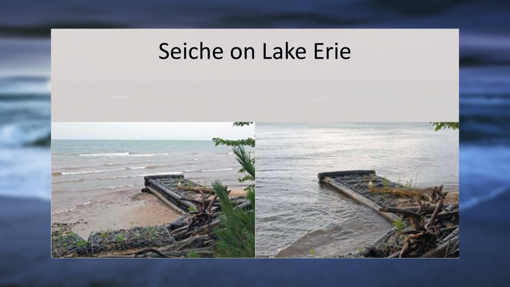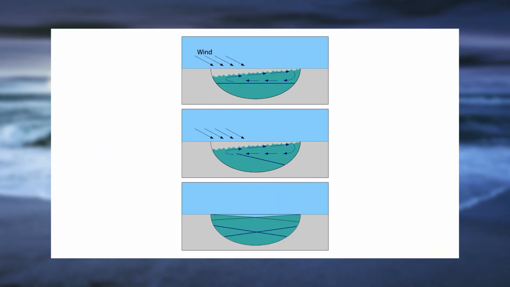A seiche is a type of standing wave that forms in a closed or partially closed water body such as lakes, bays or harbors. In a seiche, the water moves backwards and forth like a seesaw. These waves usually have a very long wavelength, so they are hard to notice with the naked eye. Seiches are often caused by strong winds, changes in air pressure or even tsunamis.